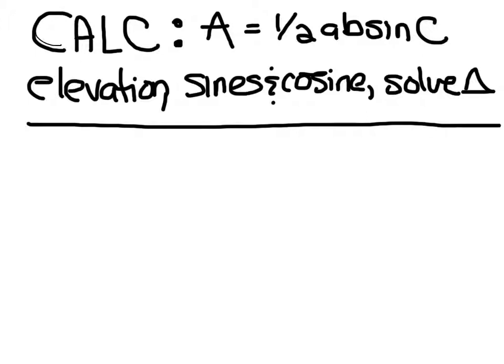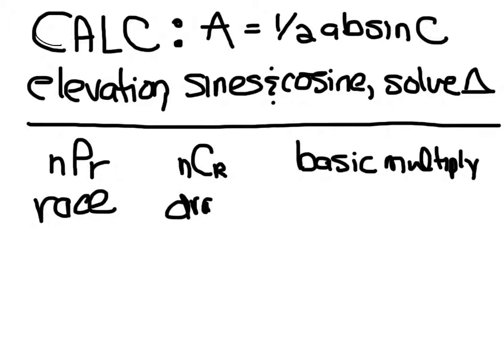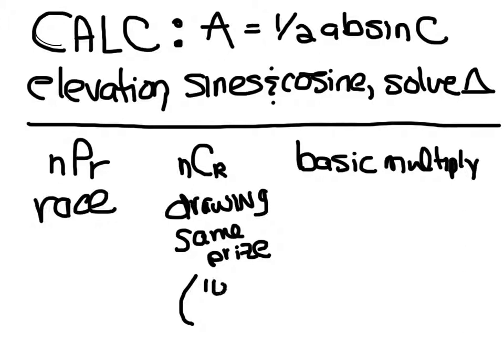So you need to know in an nPr and an nCr problem and in a basic multiplication problem, when to use them, how to do them on your calculator. So you don't necessarily need to know the formulas for the calculator portion of the test. You need to know that this is a problem that's like a race where the order matters. And this is a problem like a drawing where all 5 people get the same prize. So the order does not matter. And you need to know that nCr is sometimes written like this, 10 choose 3.